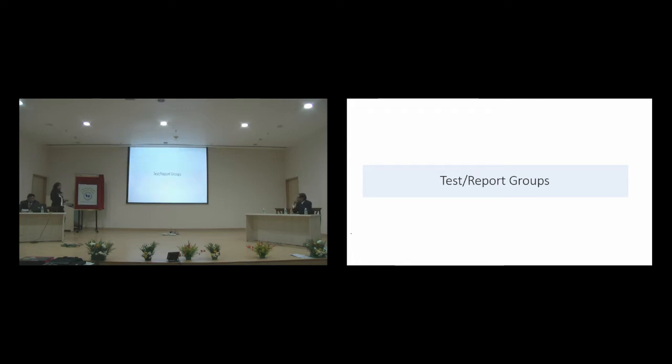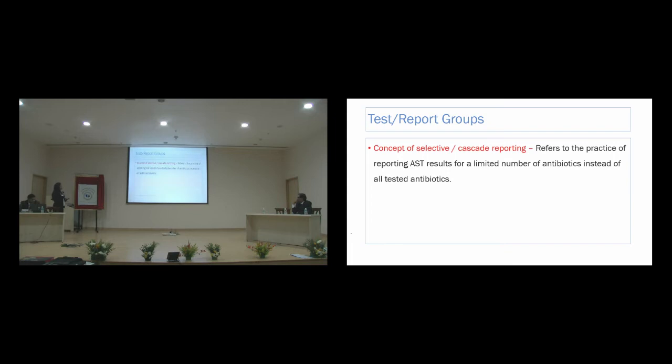Next, coming to the test and reporting groups. The concept of selective and cascade reporting has been mentioned in CLSI. This is a practice where every institution has a set of group A, group B, and group C antibiotics. You test group A and group B antibiotics on the first day, and you choose to report selective antibiotics depending upon the antibiotic panel.